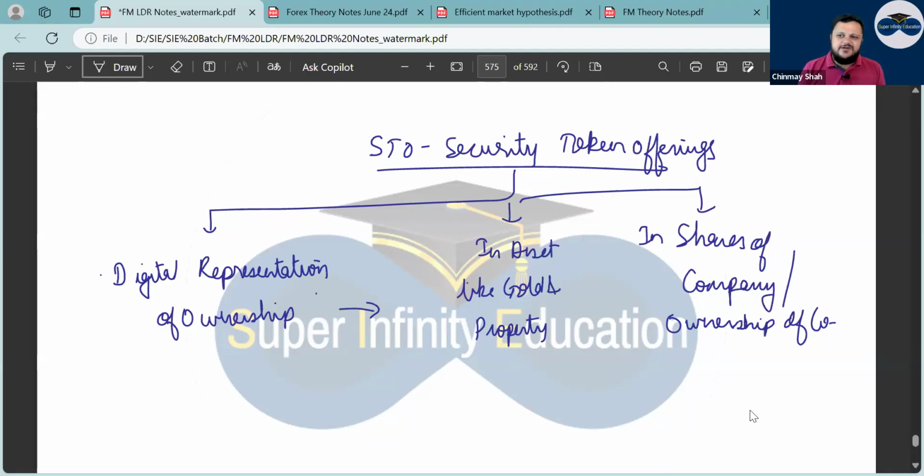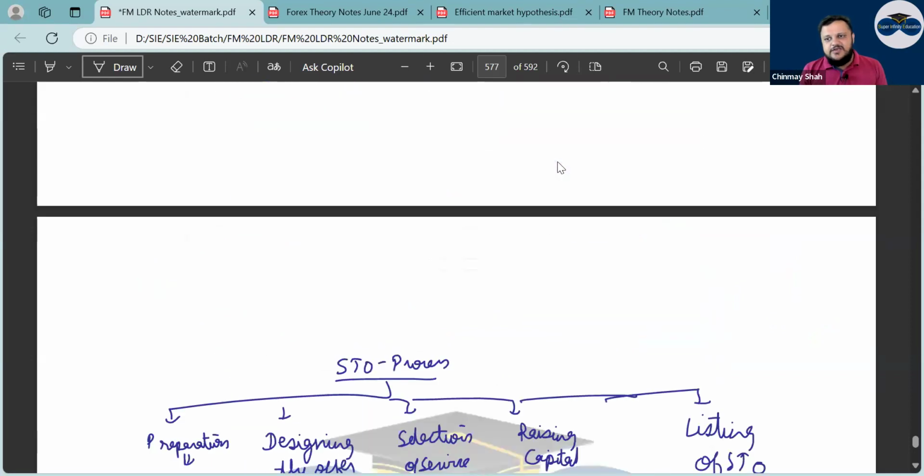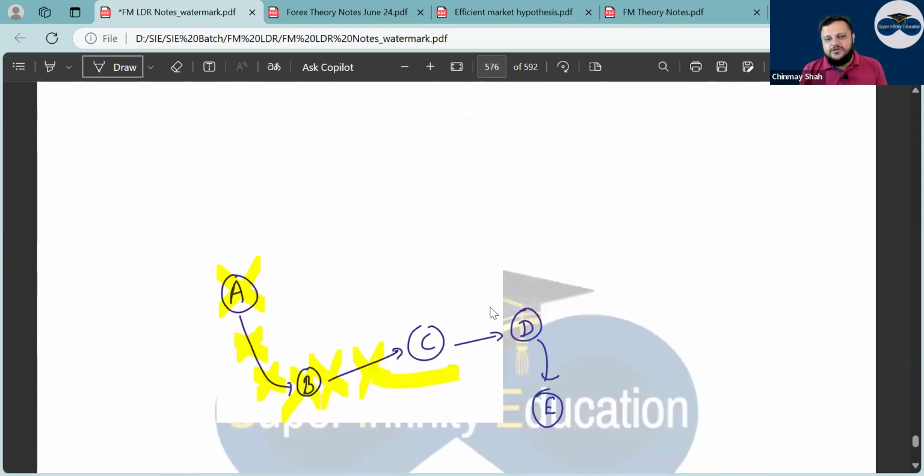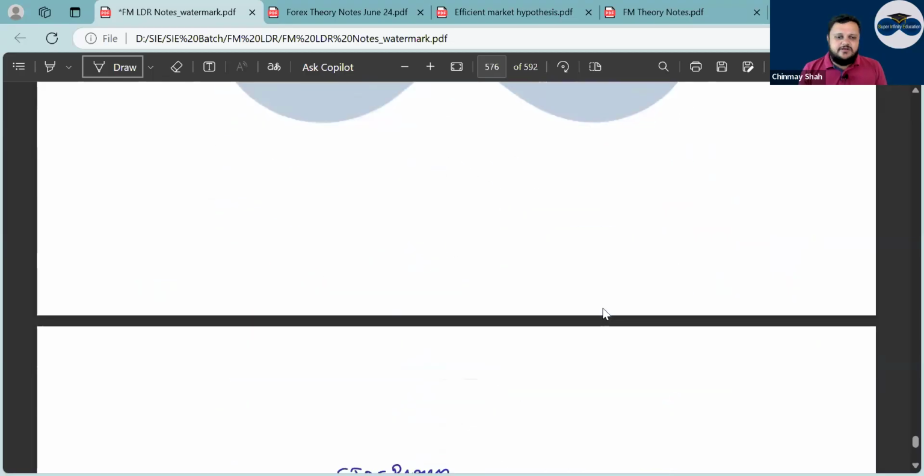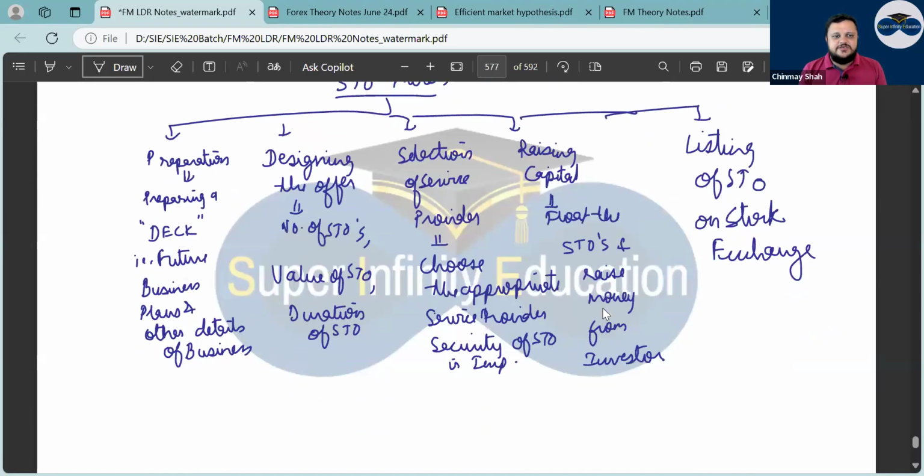It is generally like shares, or like gold, or property. It is just divided into small parts and sold to you, correct? That is how it works. So have a look. STO, securities token offerings, correct? A blockchain system is used to get this secure, right? So what is the STO process?